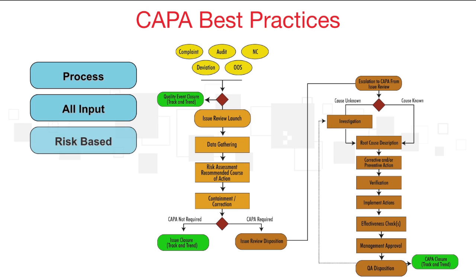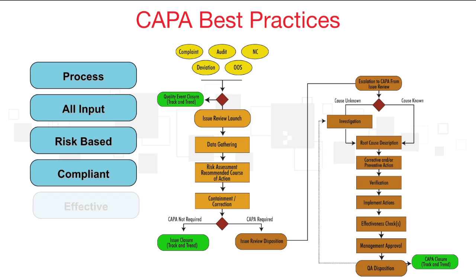The best CAPA processes these days are risk-based, so that we use a filter, a gateway process to know which ones are more significant than others, and then we put our resources into the most significant area. It needs to be compliant, certainly with not only our agency here in the United States, but the other agencies across the globe, that are making sure that we do things in an efficacious and effective manner.